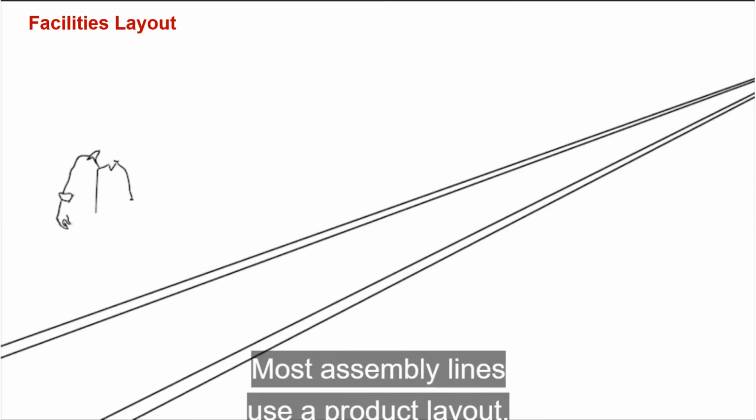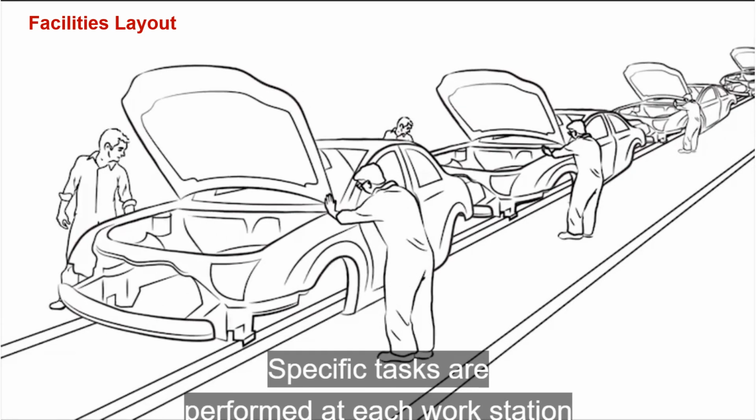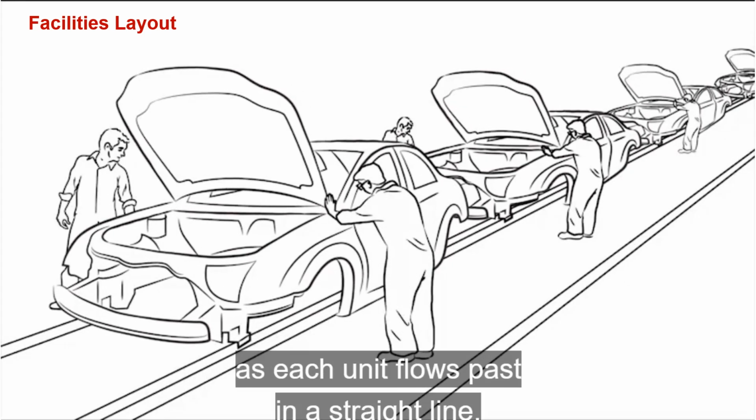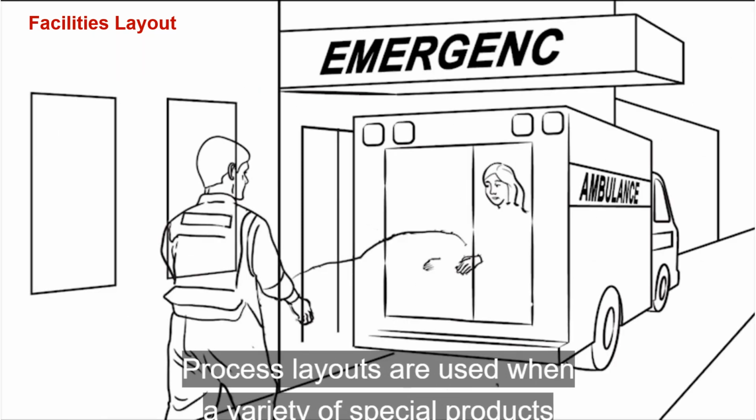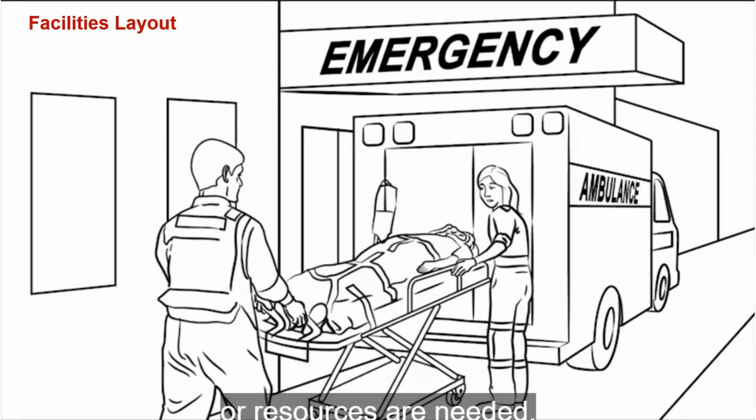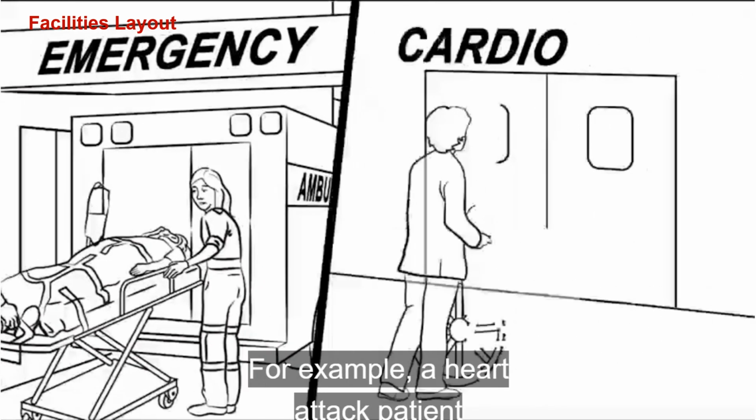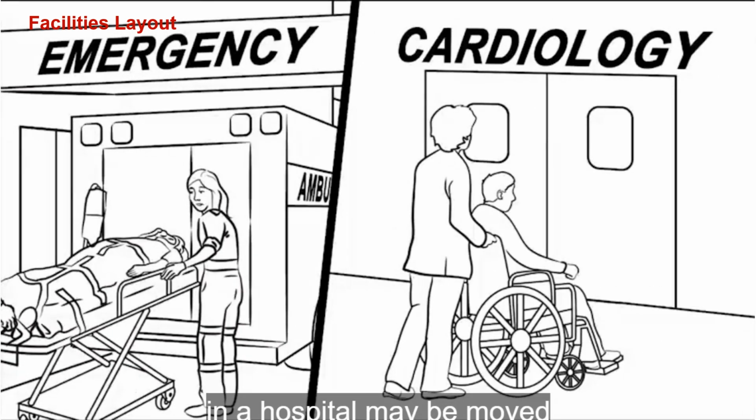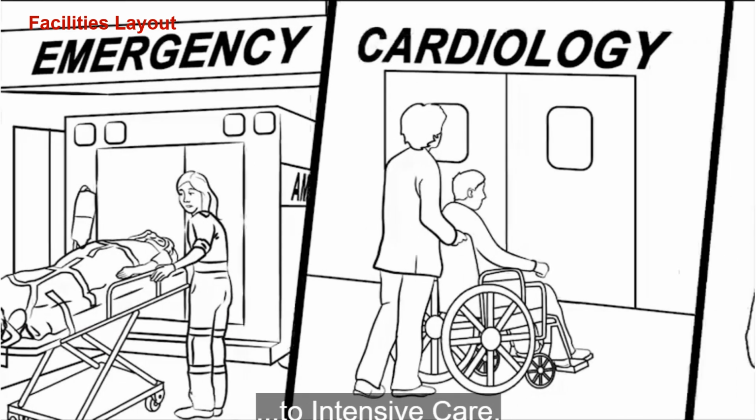Most assembly lines use a product layout. Specific tasks are performed at each workstation as each unit flows past in a straight line, as seen in the production of cars or computers. Process layouts are used when a variety of special products or resources are needed. The work is moved from one station to another. For example, a heart attack patient in a hospital may be moved from the emergency room to cardiology to intensive care.